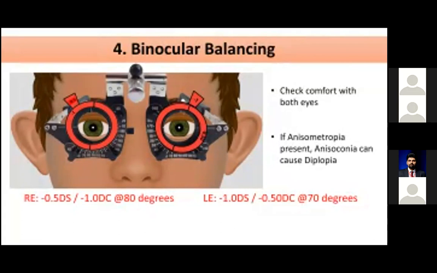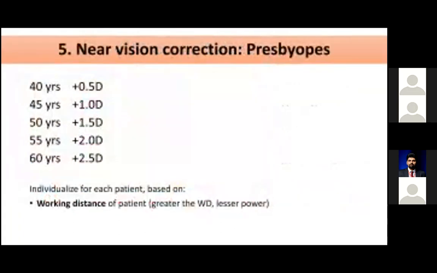And the last and final step for subjective correction is the near vision correction for patients above the age of 40 years. Presbyopia correction is again an art which cannot be discussed in this lecture because it's a topic by itself. But we generally have guidelines for different age groups for the power of the spectacle that needs to be given, the reading add, as we call it. But we always have to individualize for each patient based on their working distance. Some people like to read close, some people like to read far. Based on that, we give a proper prescription for reading. And with this, we complete our subjective refraction.